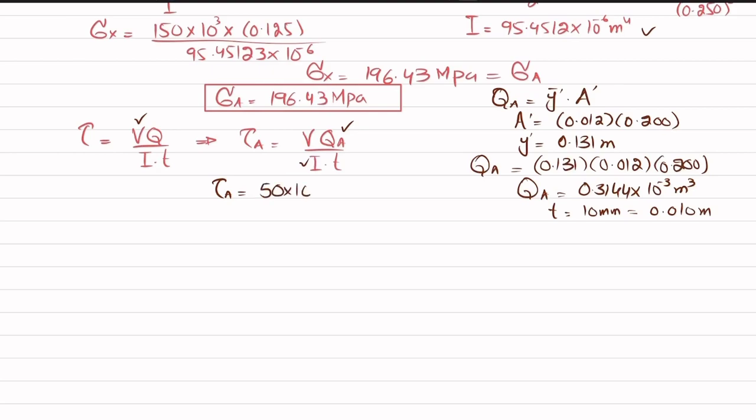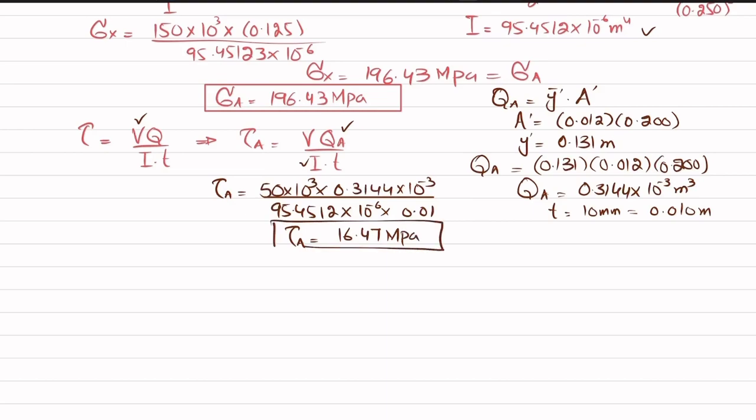Put the value: V is equal to 50 kilonewton, so 50 into 10 raised to power 3. Q is calculated as 0.3144 into 10 raised to power minus 3. I, which we have calculated, was 95.4512 into 10 raised to power minus 6, and thickness is 0.01. So when you calculate it, you will get shear stress at point A comes out to be 16.47 megapascal. Okay, so you can see this is the shear stress.